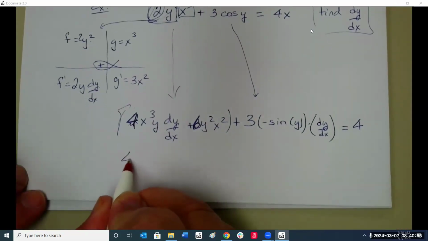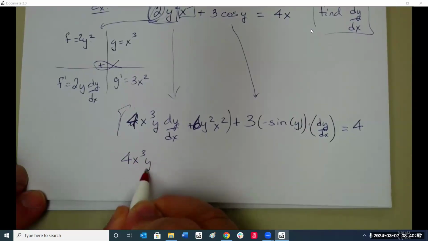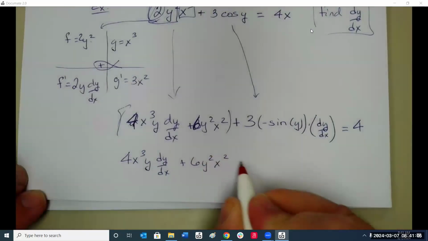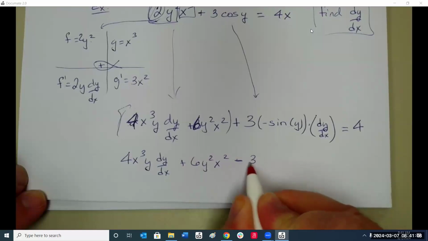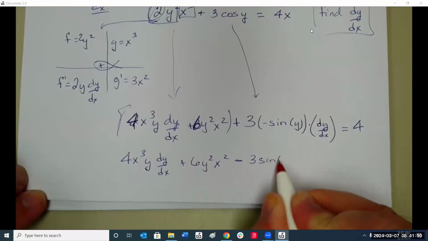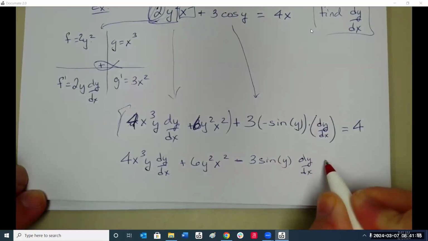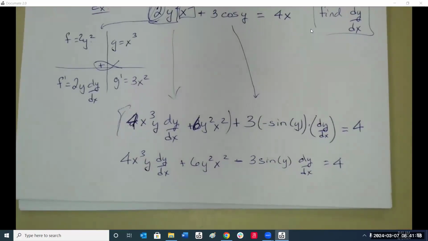So we can make it look nicer. 4x cubed y dy dx plus 6y squared x squared minus 3 sine y dy dx equals 4. So once we take the derivative of each part separately, we have to separate anything that has a dy dx on one side, anything that doesn't on the other side.